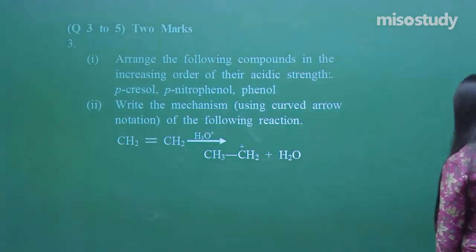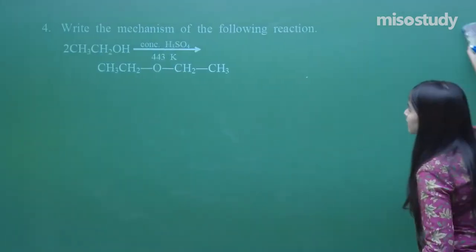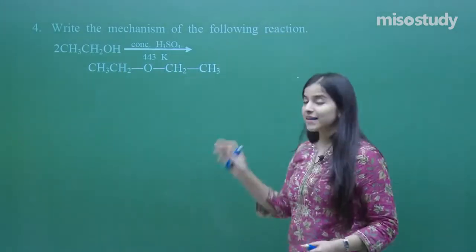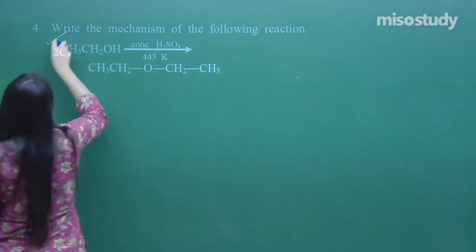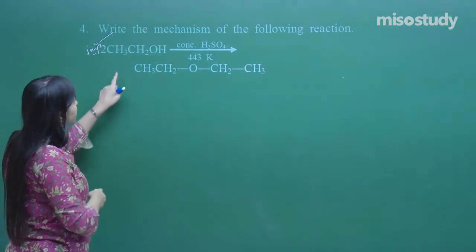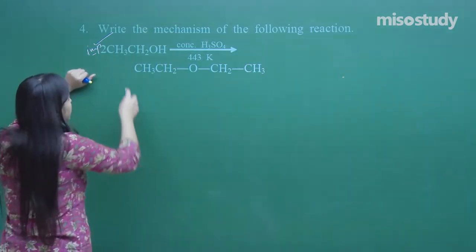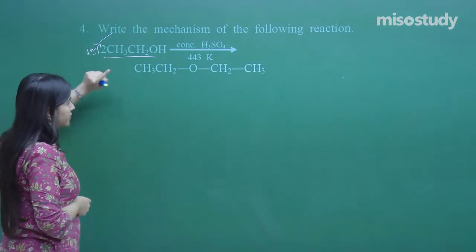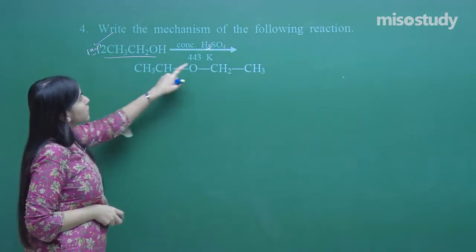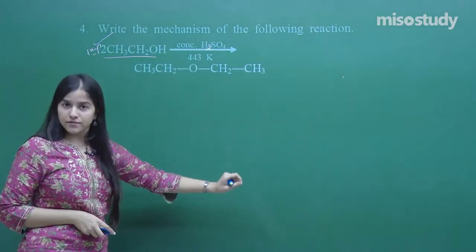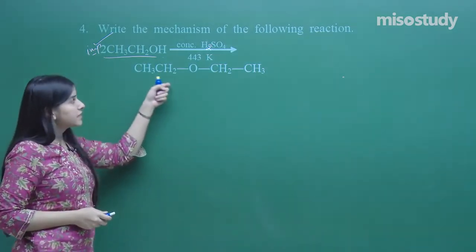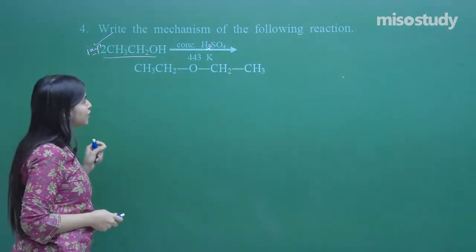So what question do I have next? Yeah, number 4. Again a similar kind of mechanism, and yes, mark this as important. This mechanism is mostly asked in the exam, right? So what they are asking is, write the mechanism of the reaction where they have given 2 moles of ethanol, concentrated H2SO4, and 443 Kelvin, right? So basically at such a high temperature, what will happen? Ether is formed, fine. So let's see the mechanism of it.